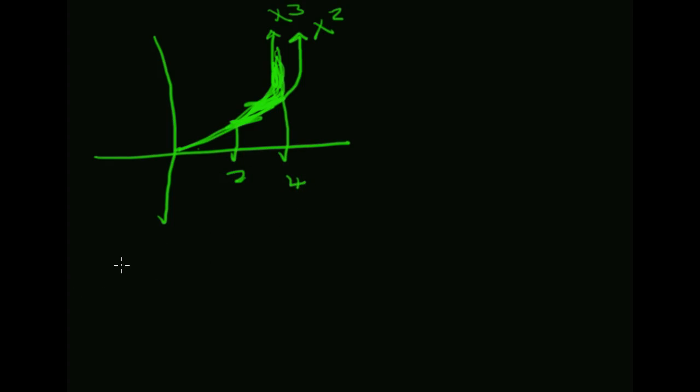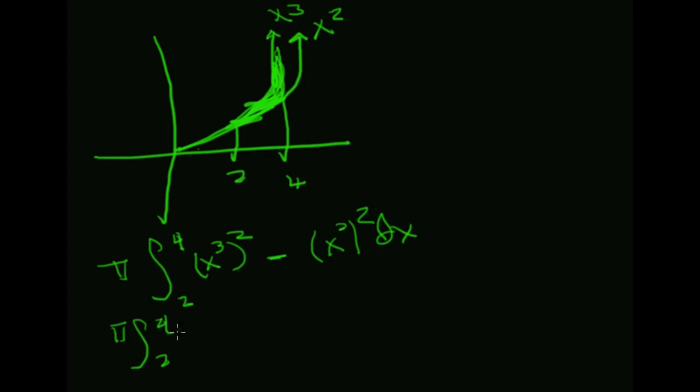right? So my game here is I want to take the volume of just that. So if I didn't have that inner x squared, that would be pi times the integral from 2 to 4 of x cubed squared. But then I'm going to take away this inside part. So that's going to be minus x squared squared dx, right? So this is pi times the integral from 2 to 4 of x to the 6th minus x to the 4th dx. And in the notes I did a whole bunch of work with this.